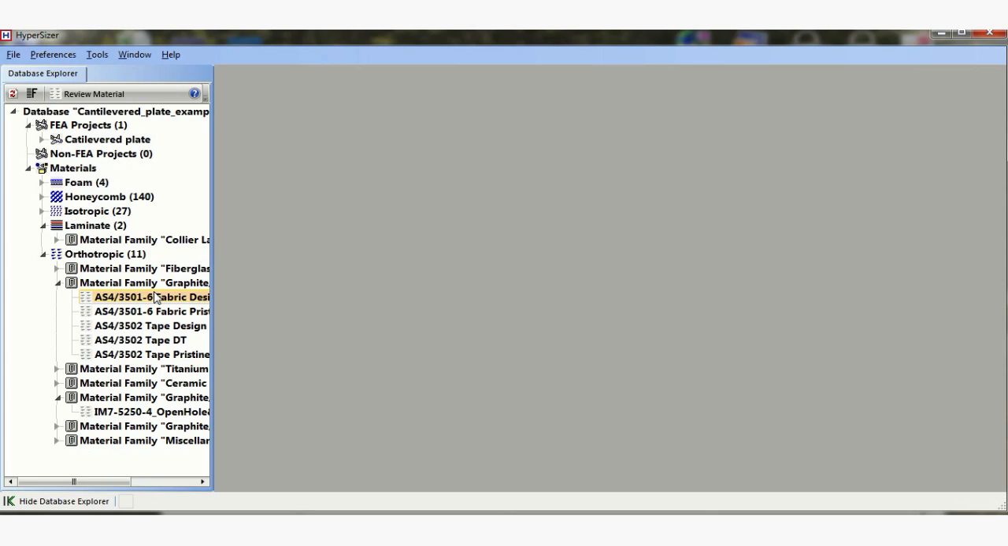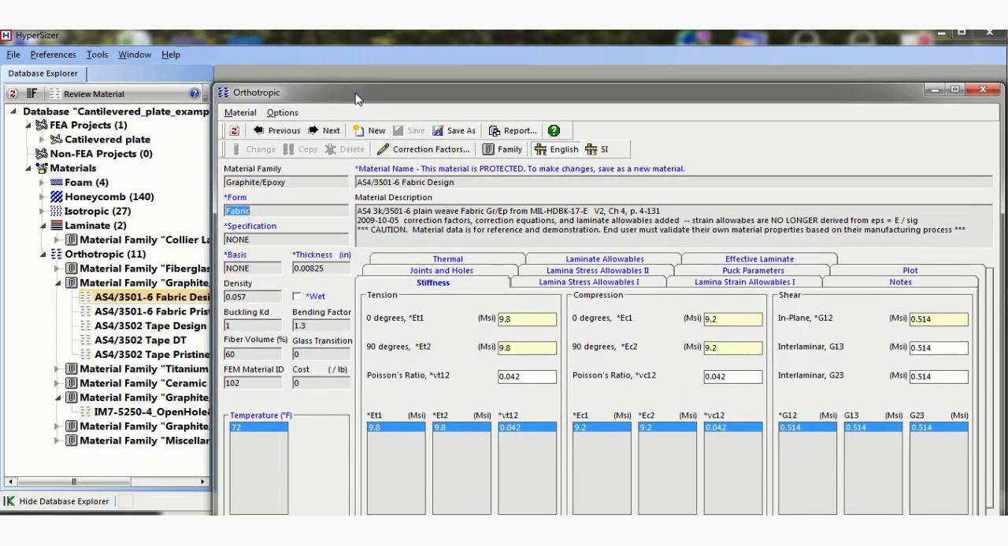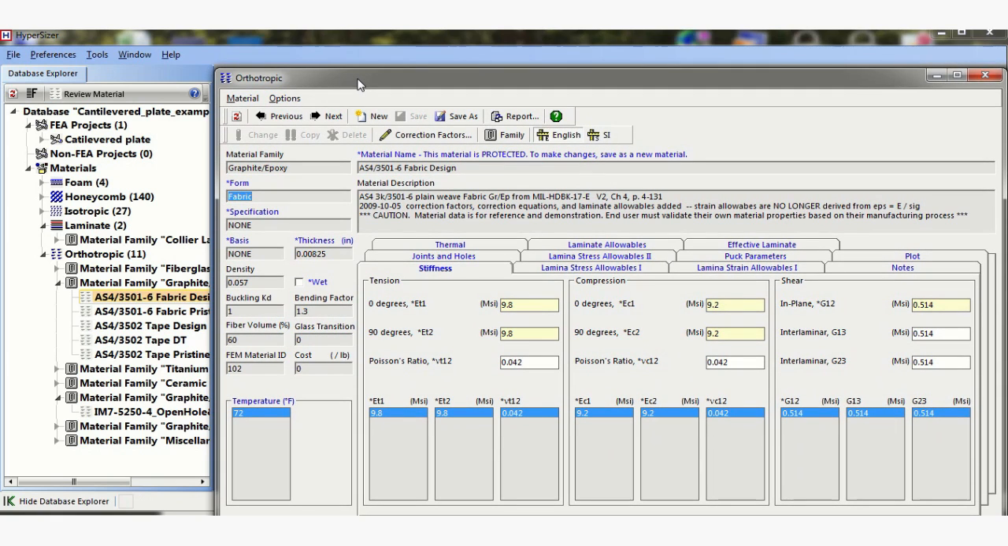These properties I'm going to open now, which is created by Collier, are really for use on a Lamina analysis. And this is the orthotropic form with the material properties. I'm going to go over this pretty quick.